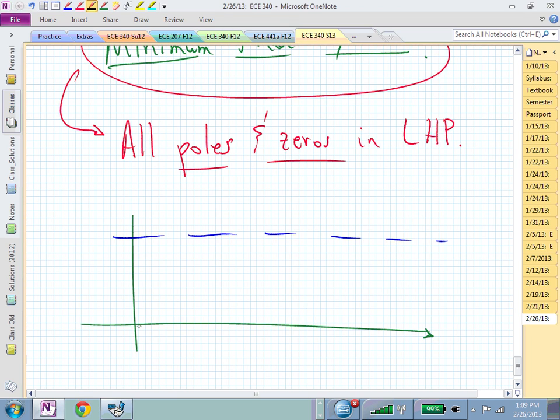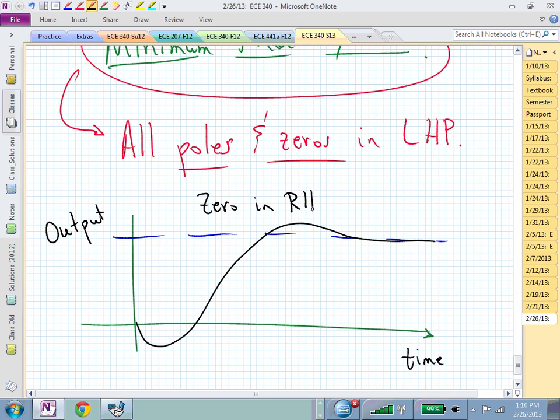The system may do something like that. It goes in the opposite direction initially before it comes back to where it's going. That's a characteristic of a zero in the right half plane. This is now the time, and this is, let's say, the output. For a zero in the right half plane.